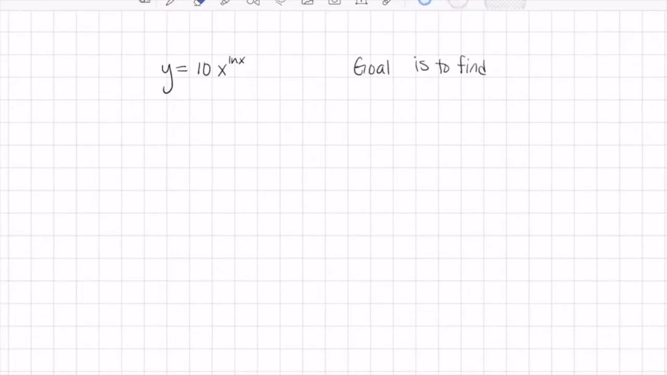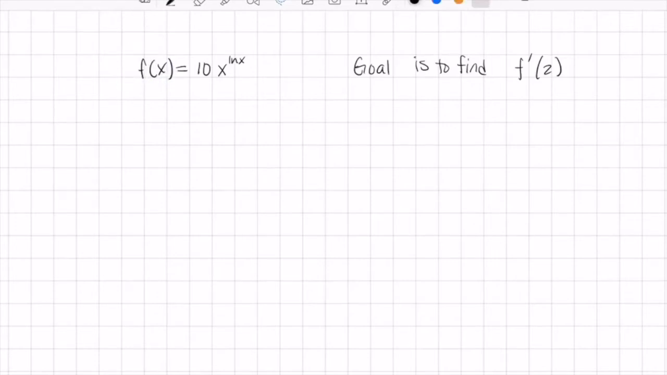Welcome. I'm quickly going to explain how to find the derivative of the function y equals 10 times x to the ln of x power. Our goal is to find, and actually let me name this f of x, and we want to find f prime of 2. So let's start by first thinking of how to set this up.